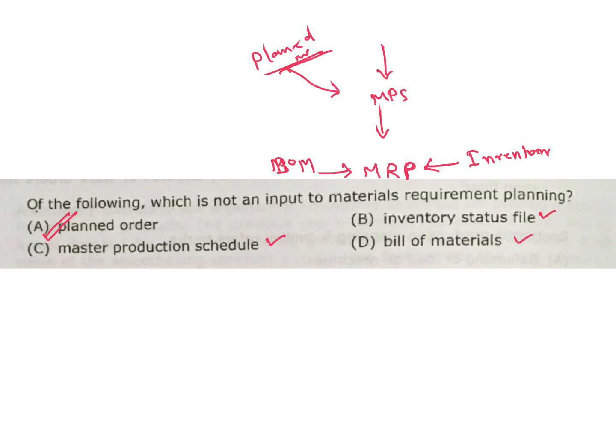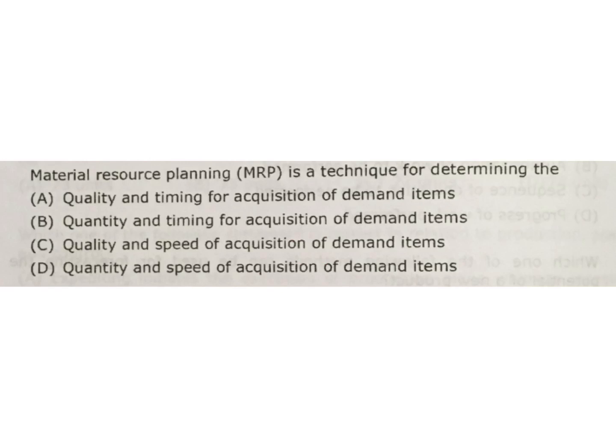Material resource planning, also MRP1, is a technique for determining: A. quality and timing for acquisition, so not possible. B. Quantity and timing for acquisition of demand items. C. Quality and speed, quality not possible. D. Quantity and speed of acquisition of demand, speed is there, not possible. B is the answer. Quantity and timing for acquisition of demand items.